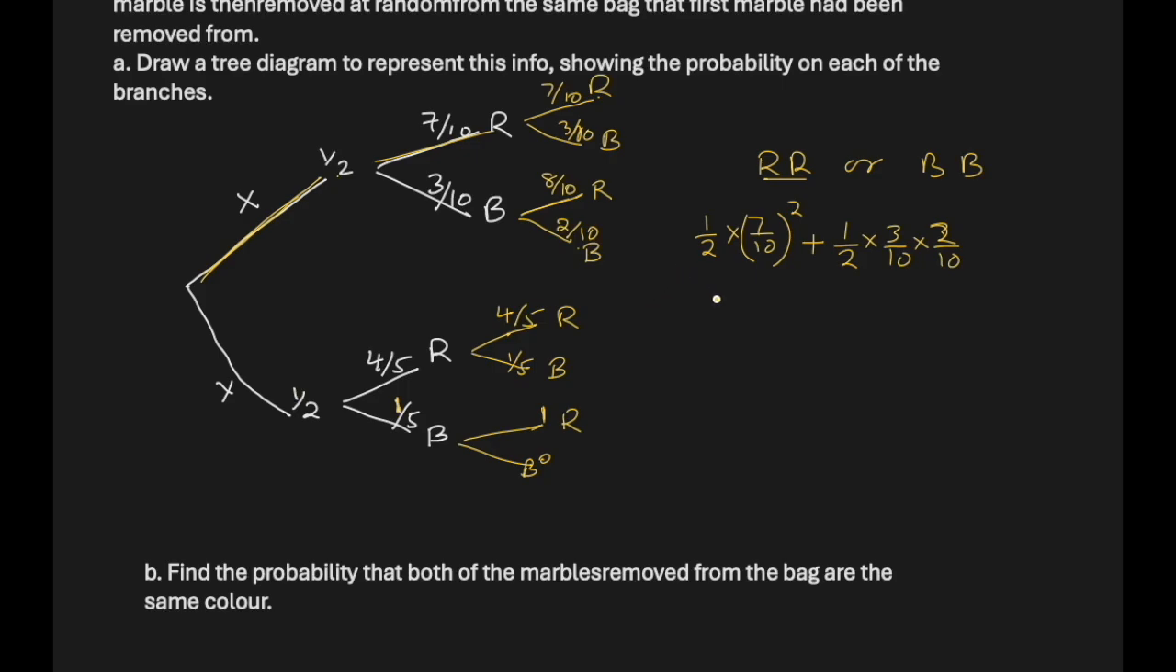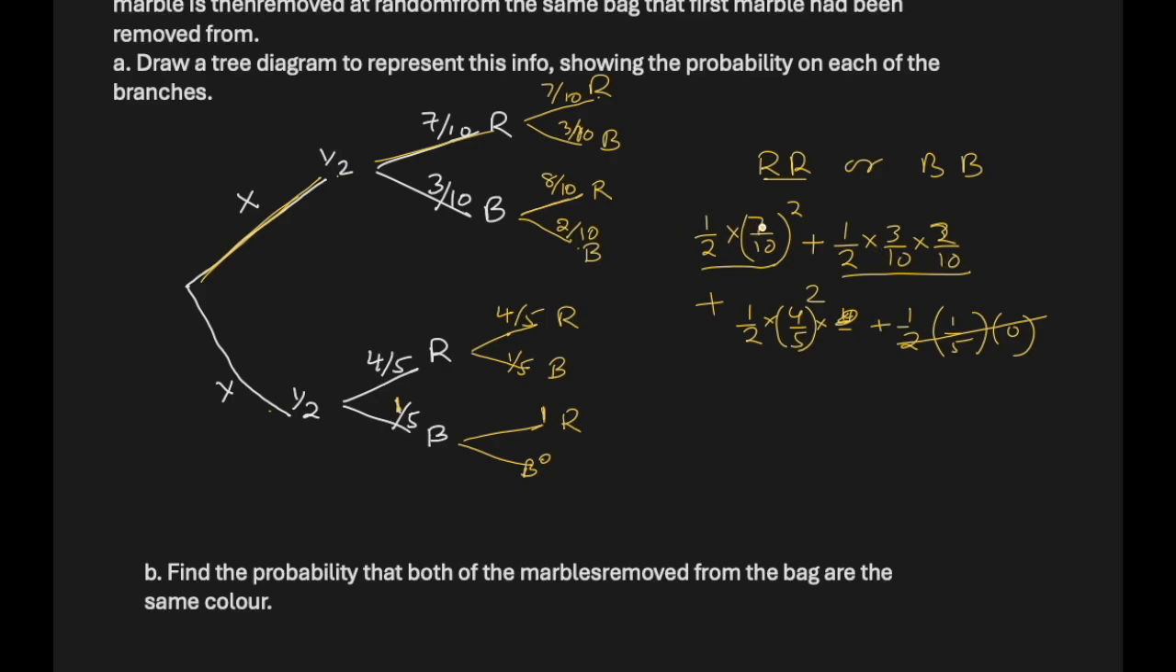Or this branch. So this plus this will happen half. This bag was chosen. Then we have red 4/5, then 4/5 again, okay, I can square it, plus half, blue, which is 1/5, and then 0. That means this one is gone. There can't be two blue balls in this case, only these three.